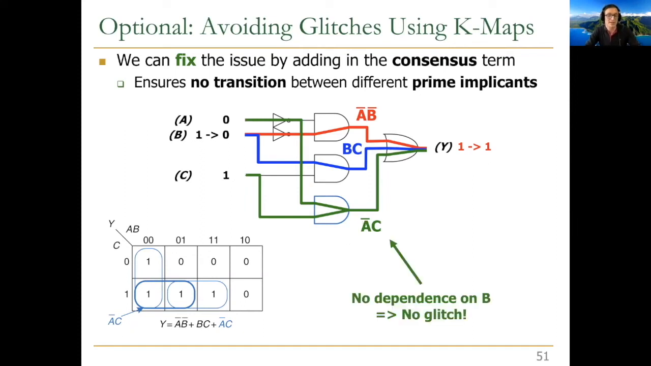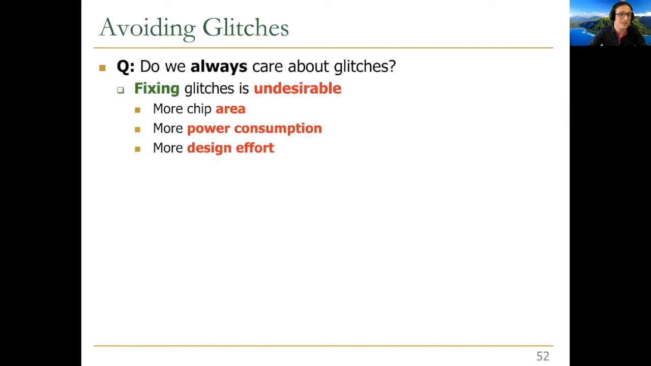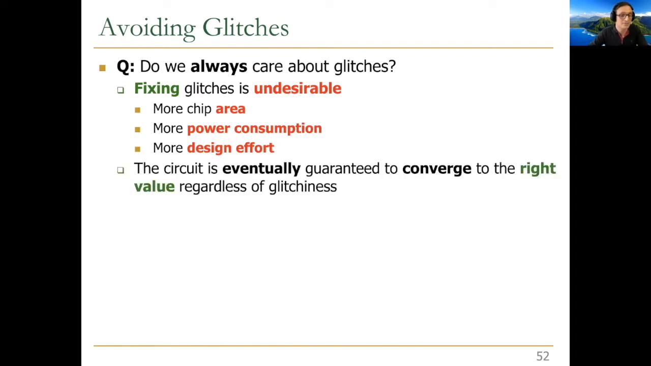But of course, this is not desirable, right? Now we added one more gate, and we clearly made this a 3-input OR gate. So we increased the area and power requirements of the circuit. So the question is, do we always care about glitches? I already said this, basically. Fixing glitches is undesirable: more design effort, more area, more power consumption. And the circuit is eventually guaranteed to converge to the right value regardless of glitchiness, except if you do the wrong thing with a glitching output, right?